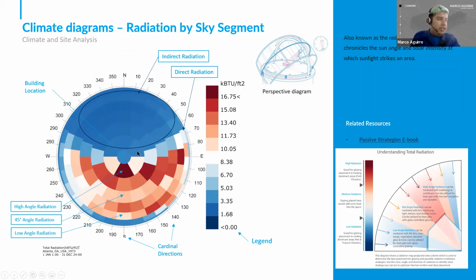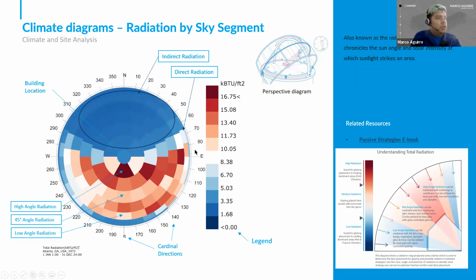This is a climate diagram I generated for Atlanta, Georgia. We don't have any direct radiation because we're in the northern hemisphere, and we don't have too many cloudy days. If you have cloudy days, you can see some more bounce or indirect radiation coming from that direction, but we don't have too much of that.